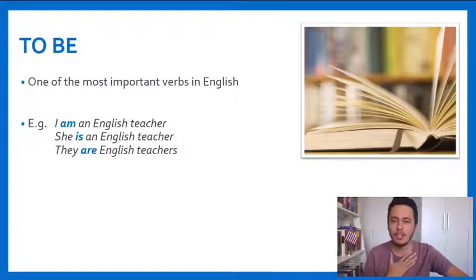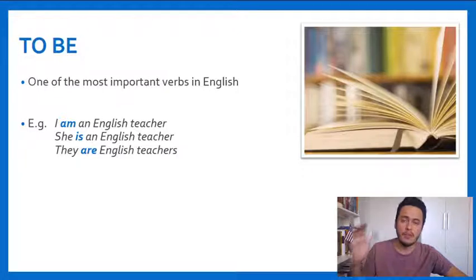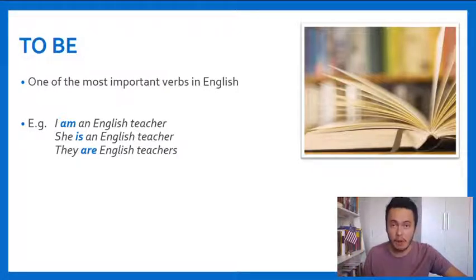I am an English teacher. She is an English teacher. They are English teachers. So here's a clear example of verb to be, okay? Verb to be usually indicates characteristics or conditions or locations, all right?